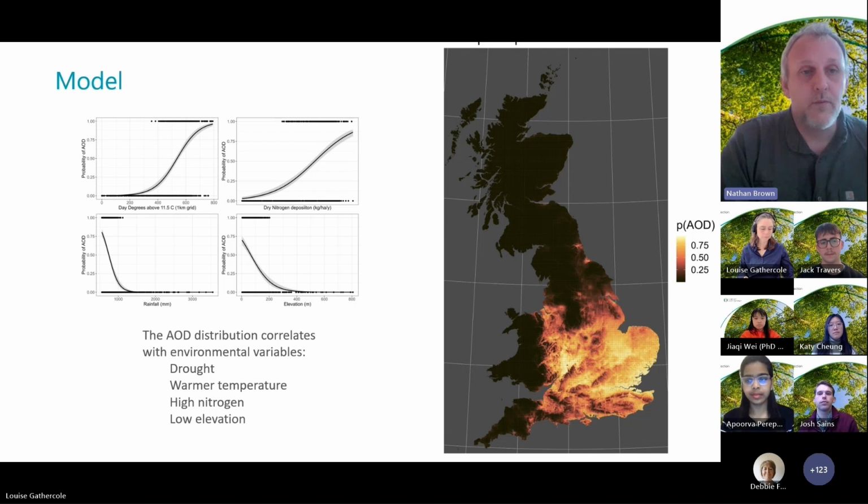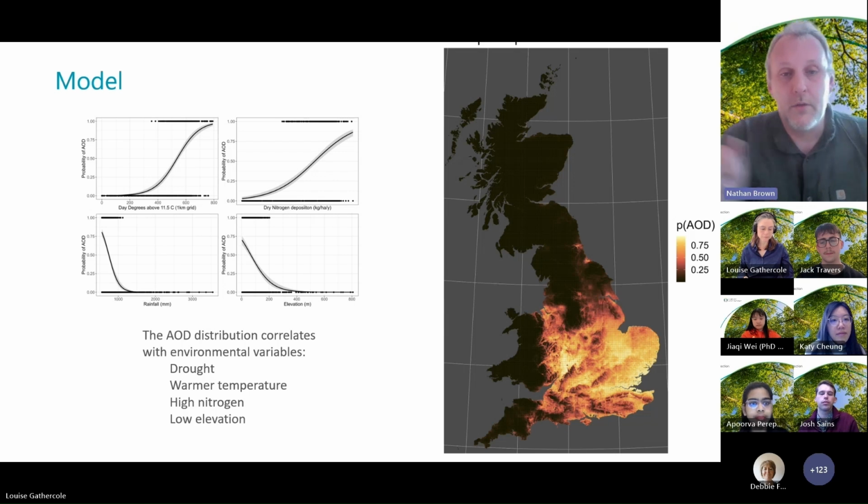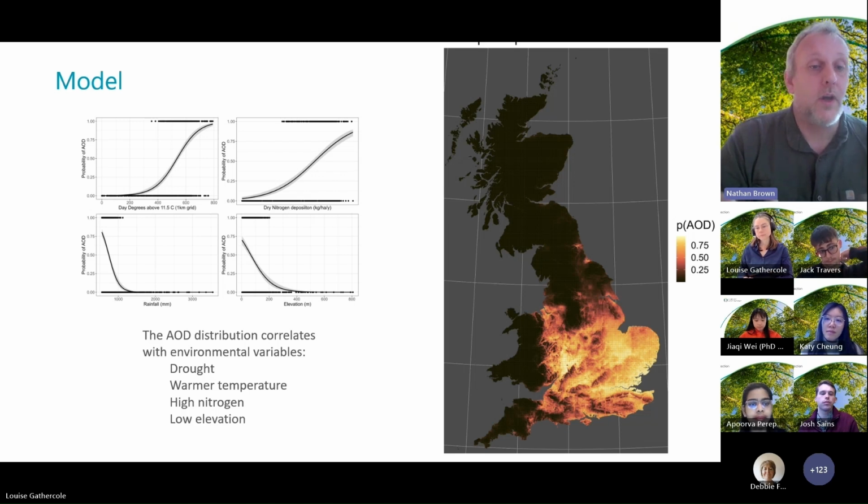So the warmer areas are, the more likely AOD is to occur. We can also put in rainfall, and as we're expecting, lower rainfall areas, more likely to be drought affected, are coming out as areas where AOD is more likely to occur. Similarly, low elevations and higher nitrogen deposition areas are also coming in as important variables. So we can use this to make a prediction across Great Britain, which is shown on the right-hand side, showing how likely we think AOD is to occur in different areas.